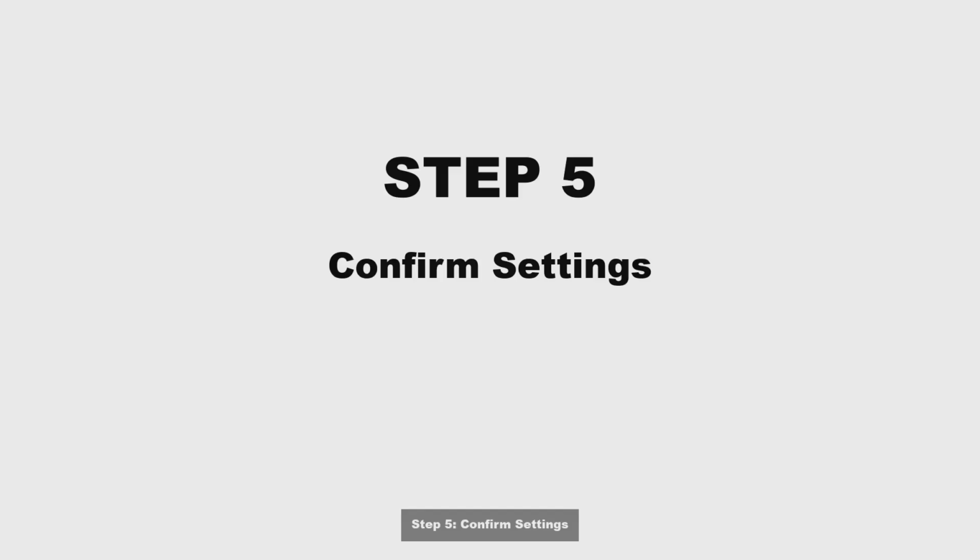Step 5. Confirm Settings. After adjusting your notification preferences, exit the settings. You should now receive notifications based on your selections. By following these steps, you can easily activate notifications on Cash App and stay informed about your financial activities.